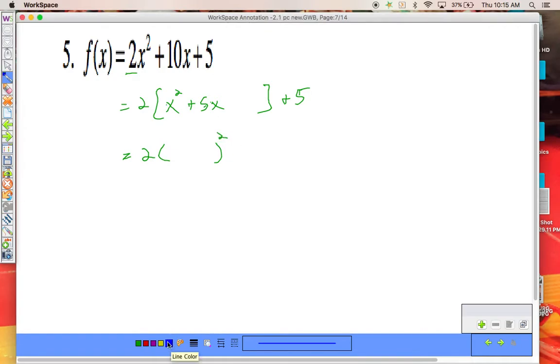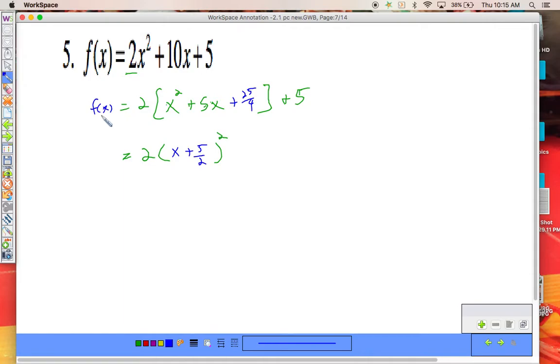All right, next, I'm going to take half my middle, half of 5. A lot of people want to say 2.5, but we're going to do it as a fraction. X plus 5 over 2. Half of 5 is 5 over 2. I square it. I get 25 over 4.